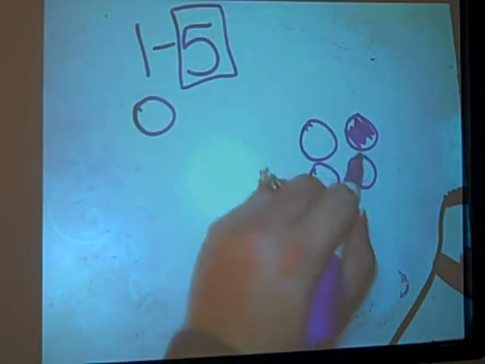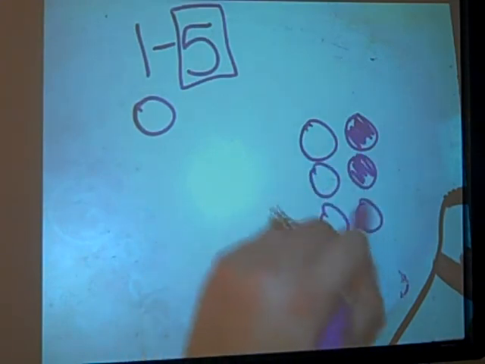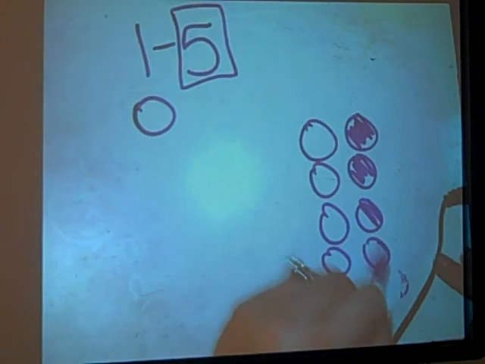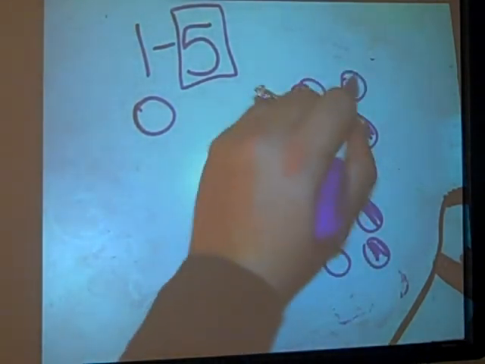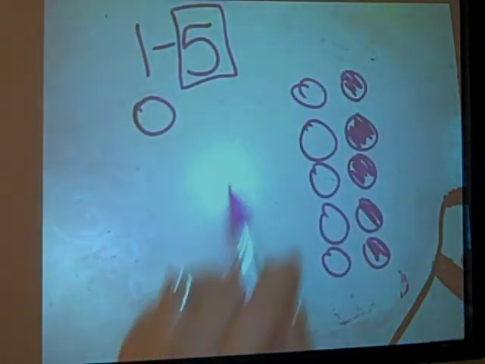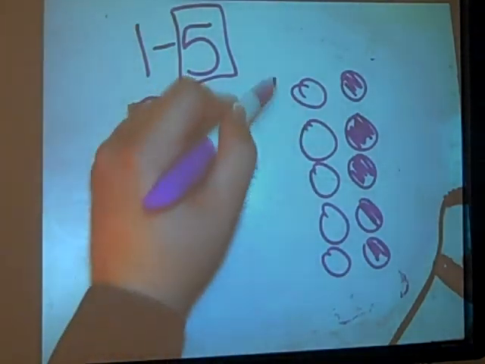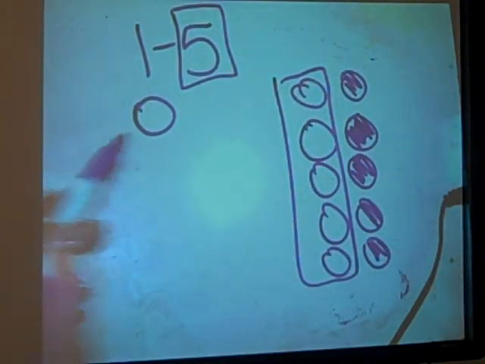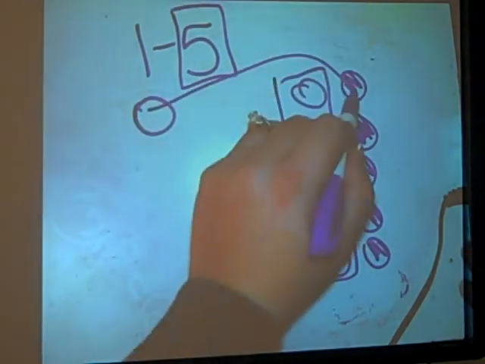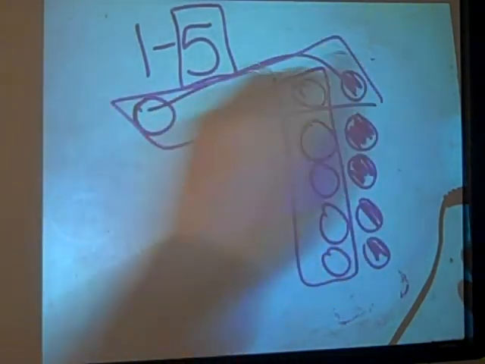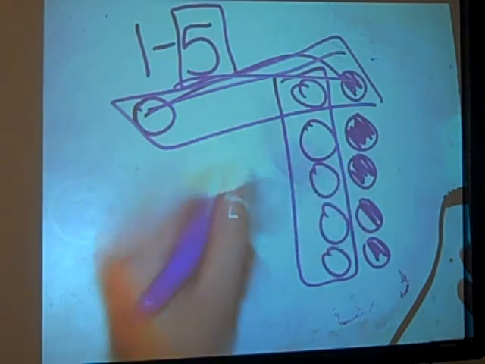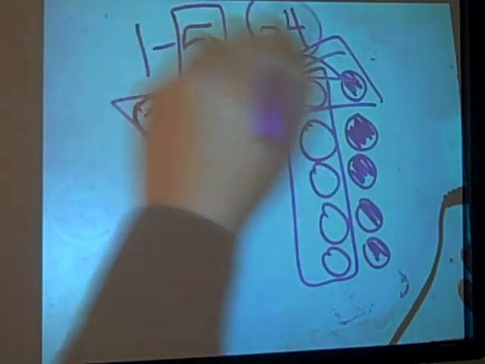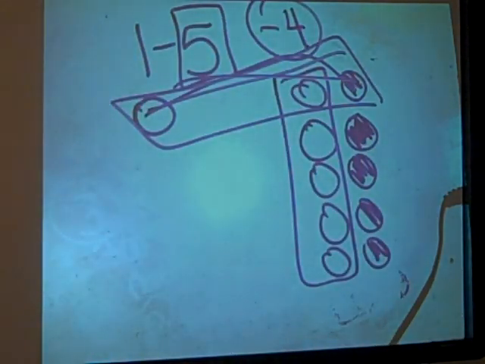1, 2, 3, 4, 5. And I need to take away 5. So here's my 5 that I take away. But look, I can create a 0 pair here. So this and that, they're going to cancel each other out. And I am left with -4. Let me also show you, had you not created too many 0 pairs, you're still going to get -4.